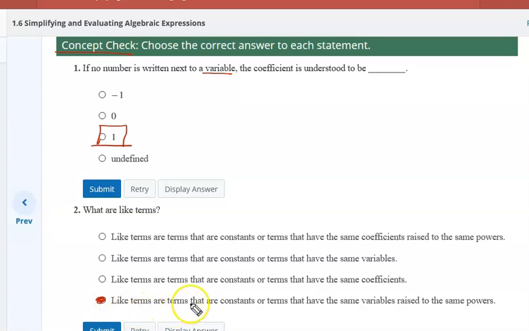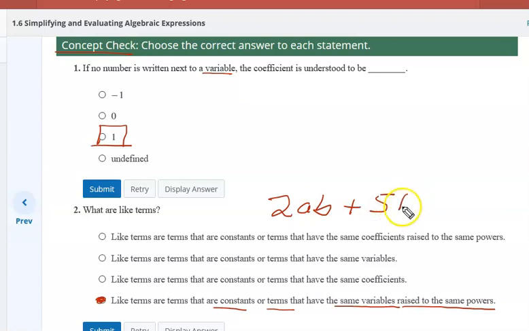Like terms are terms that are constant or terms that have the same variables raised to the same power. And remember, order is not important. If you have 2ab plus 5ba, these are like terms, even though the variables are in a different order.